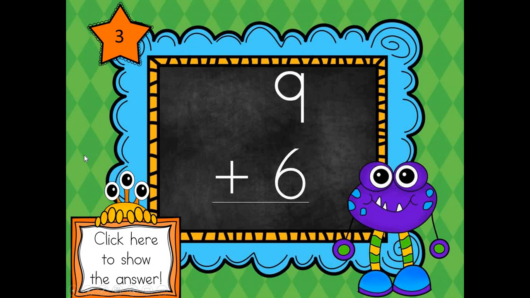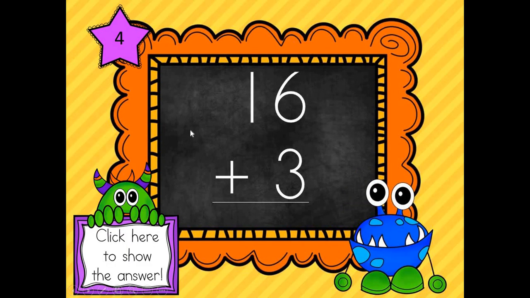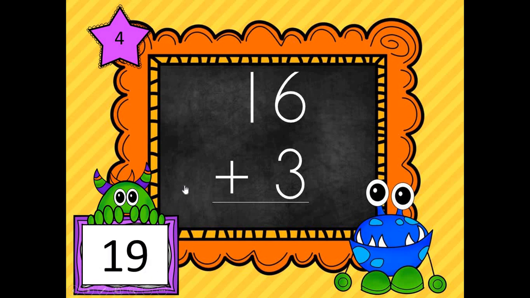All right, 9 plus 6. Okay. Did you get 15? Good. How about 16 plus 3? Did you get 19? Good. And if I am going too fast, you can always hit pause real quick before I pop up the answer, and that will give you time to work it out, okay?